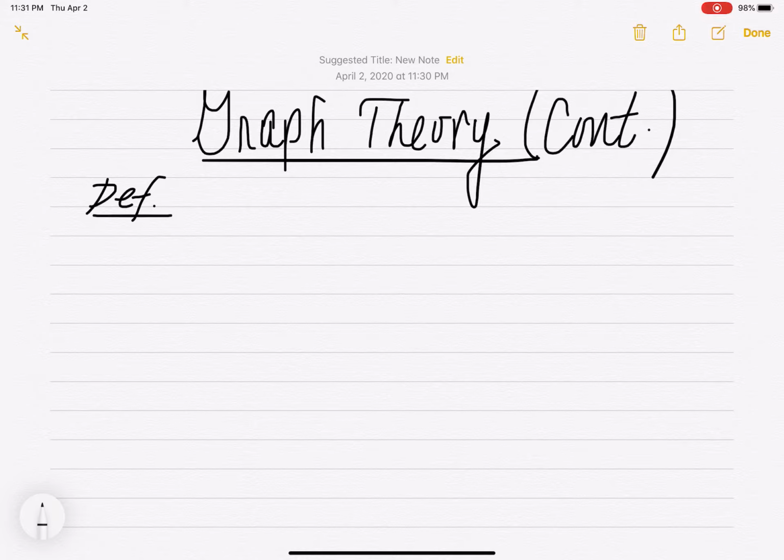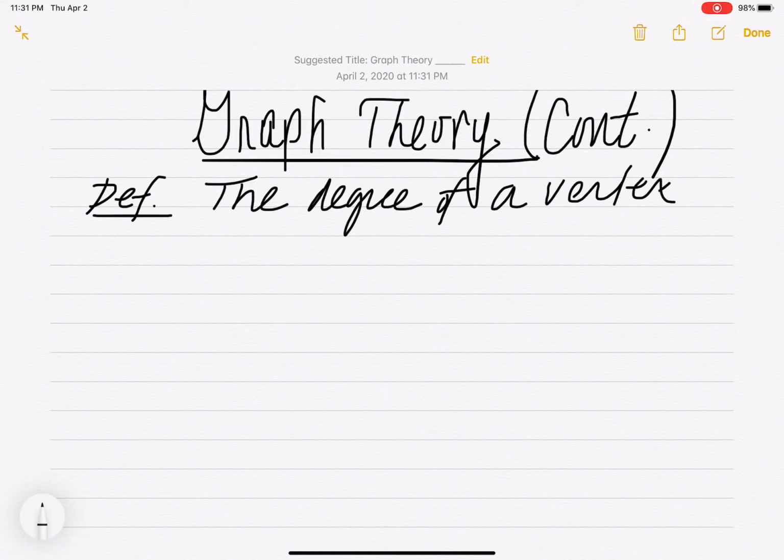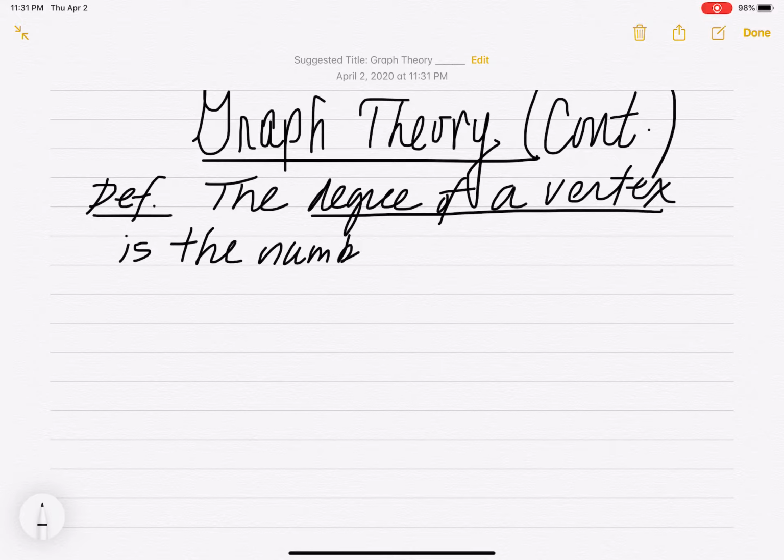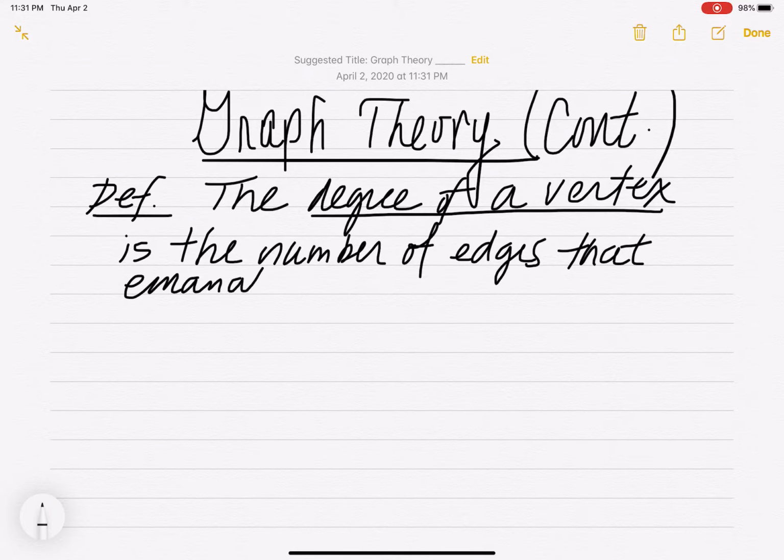Definition. Or rather, the degree of a vertex. The degree of a vertex. So what we're defining is the number of edges that emanate from the vertex.